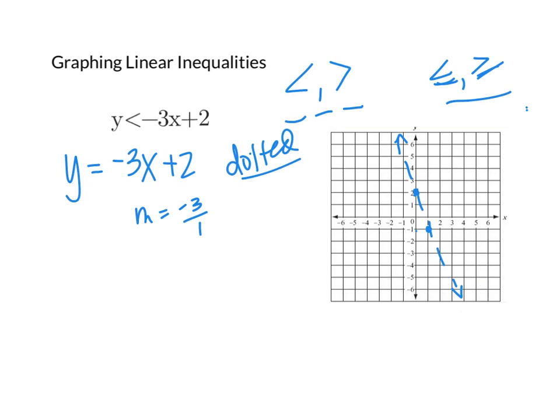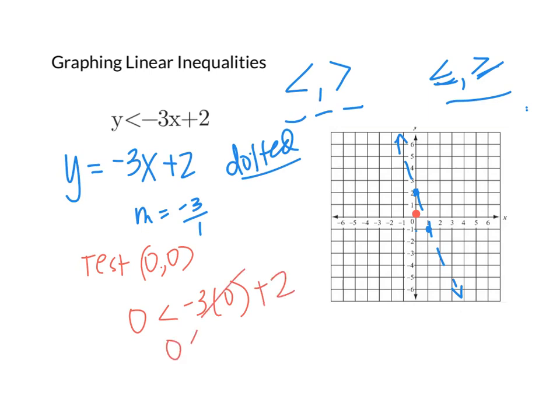So if I was to test a point, the easiest point to test is always 0, 0. So if your line does not go through 0, 0, test it. So test 0, 0. We're going to test it by plugging it into our inequality. If y is 0, 0 is less than negative 3 times 0 plus 2. Negative 3 times 0 is just 0. 0 is less than 2.